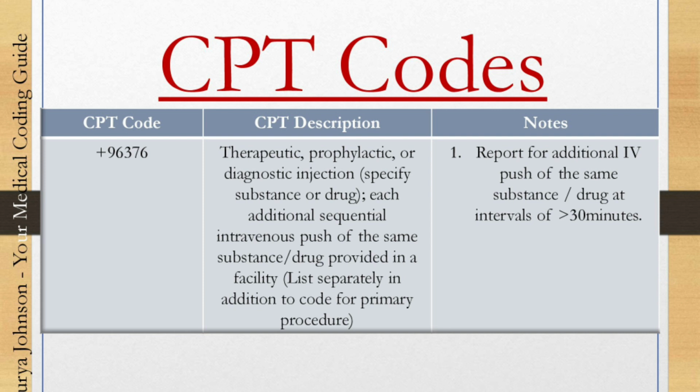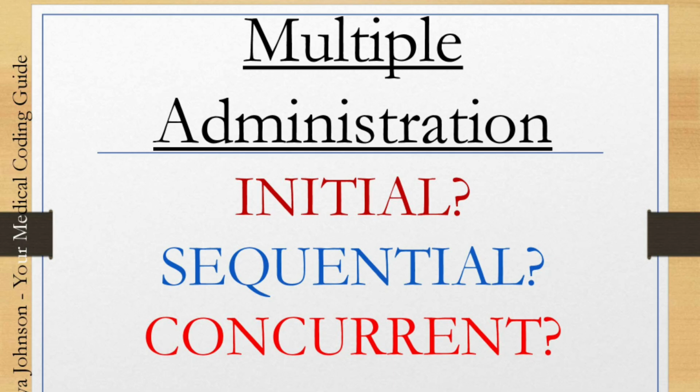It means, if the same drug is given again as an IV push, there should be a time gap of 30 minutes between the same drug given initially and the same drug given after some time. So there should be a 30 minutes gap in between the same drug IV push or IV injection. If it is less than 30 minutes, then it is not eligible to be coded. You saw all these keywords like initial, sequential, concurrent, all those things, right? So we'll see what that means.